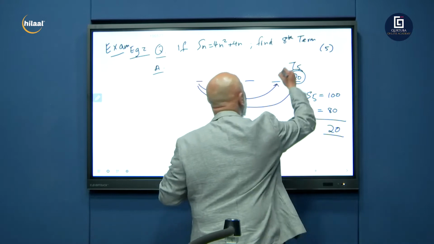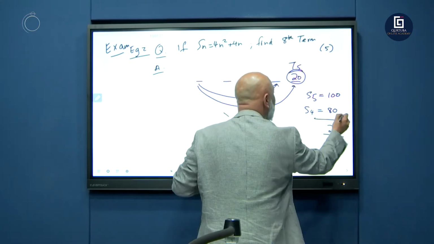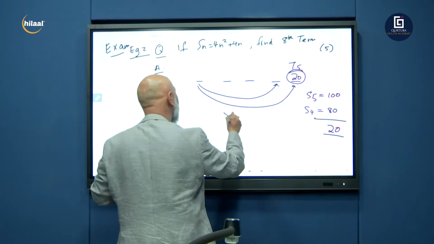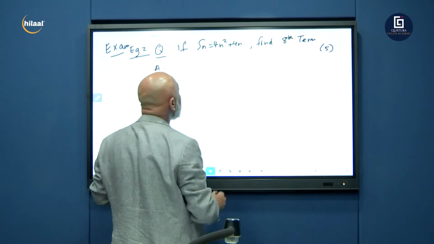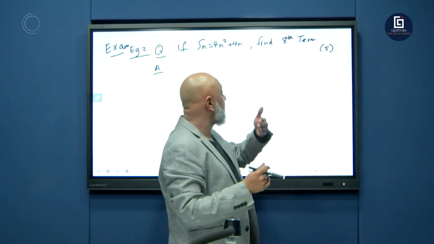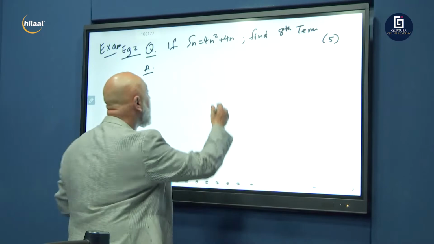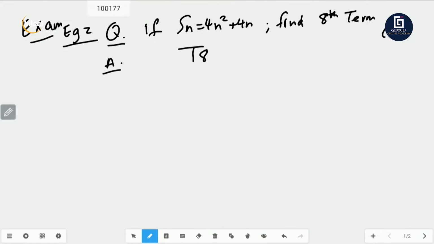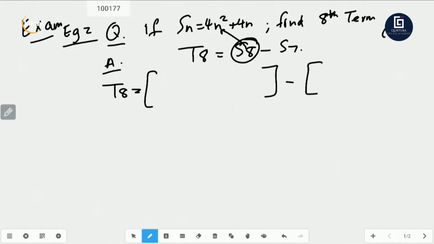Let's go back. So you've understood all of this. Now let's go back to our question. And what does our question say? It says if Sn equals 4n squared plus 4n, find the 8th term. So what am I going to do? Come on, common sense. To find T8, we're going to take the sum of 8 minus the sum of 7. So T8 is equal to the sum of 8. So I'm going to put 8 into here, because we're given the formula. The sum of 8 minus the sum of 7.